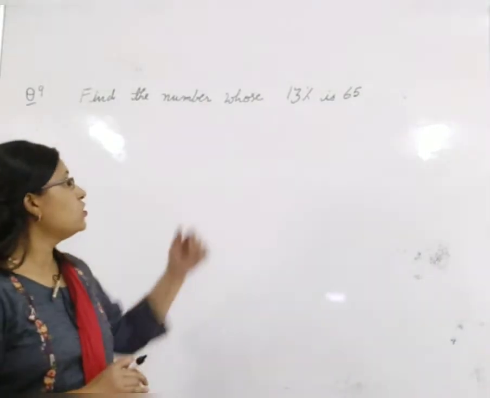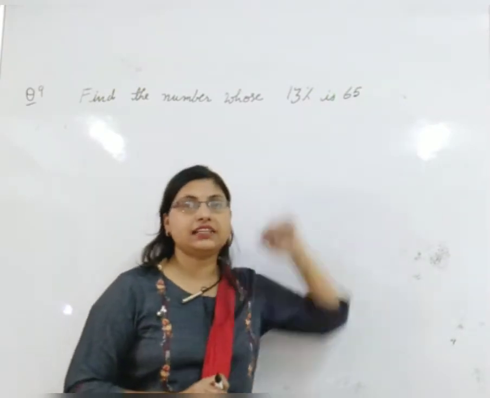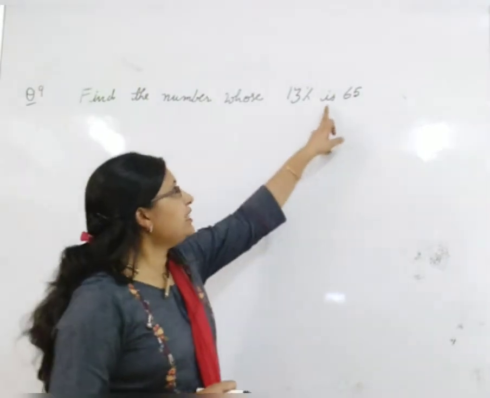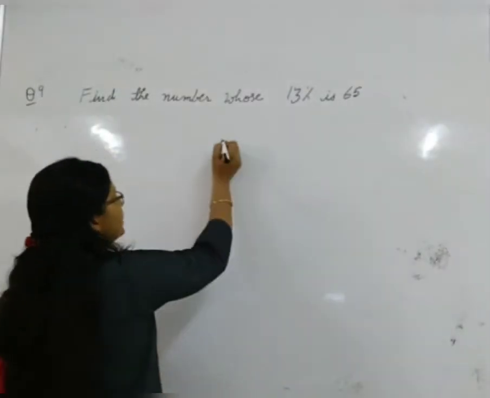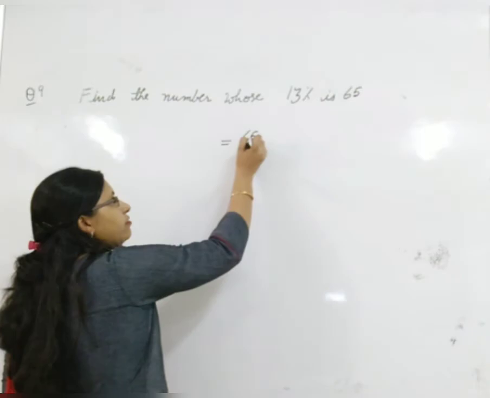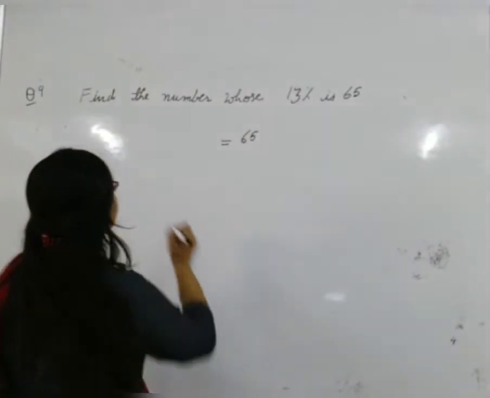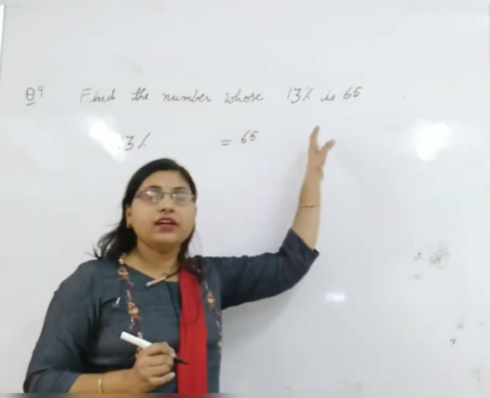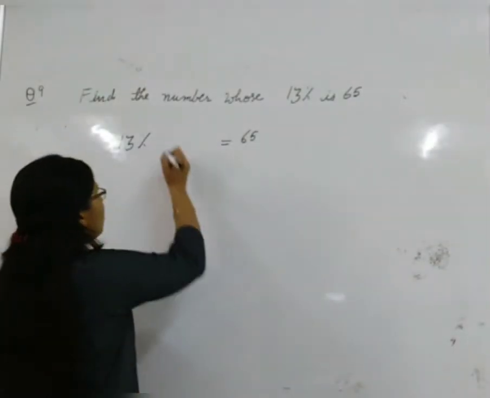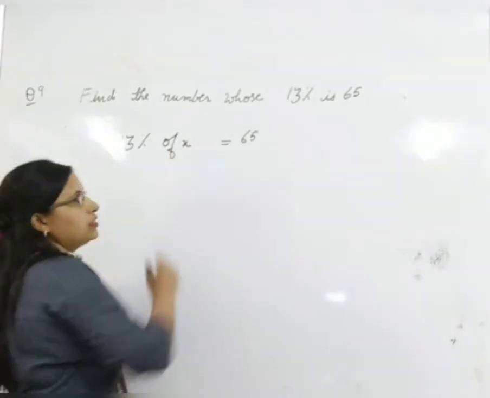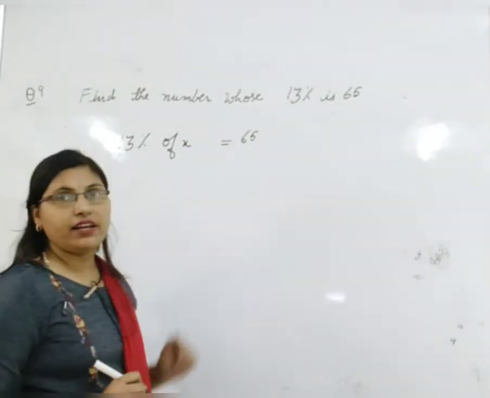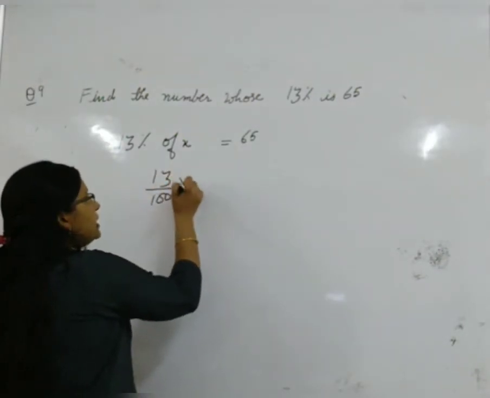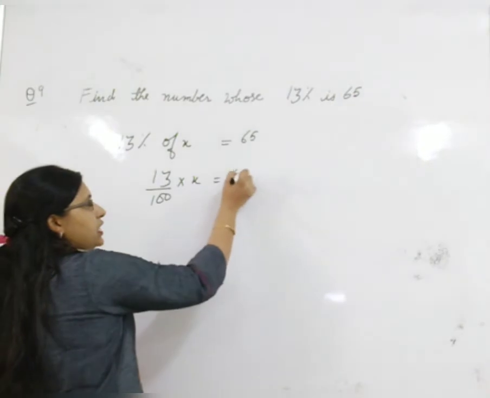Find the number whose 13% is 65. So don't get confused by the statement. It is written is 65. So we have to write is equals to 65. 13%. So 13%. We have to find that whose 13%. So 13% of x. Clear? Now we have to find the value of this x. So 13 upon 100 multiplied by x is equals to 65.